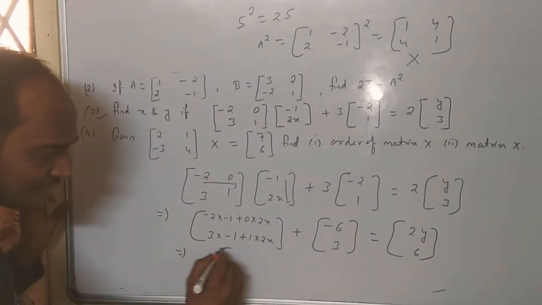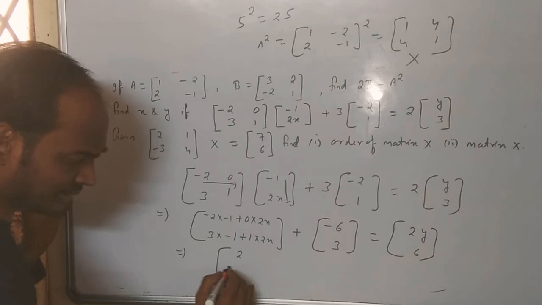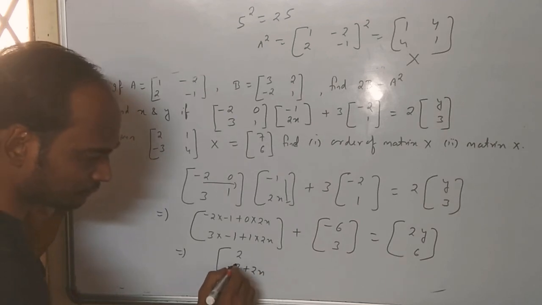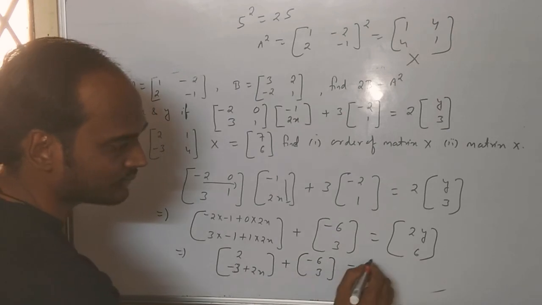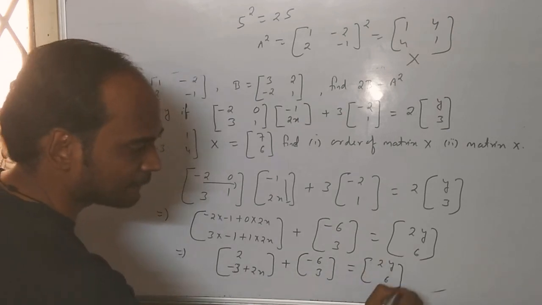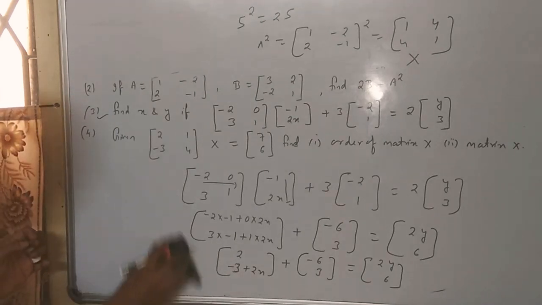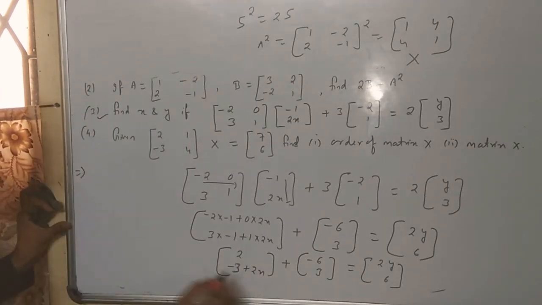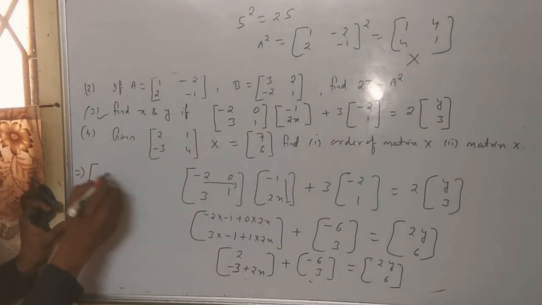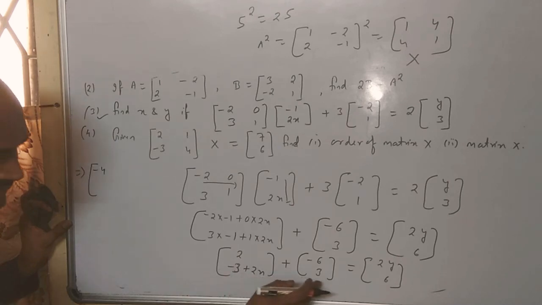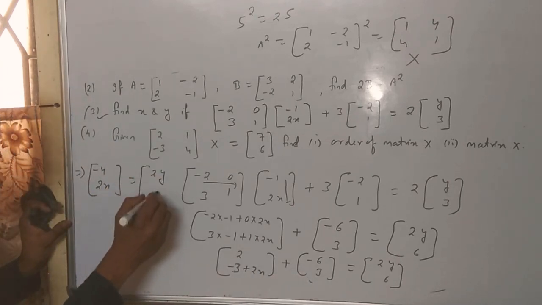Then you need to add this one: minus minus is plus, 2 and 0, -3 plus 2x, plus -6, 3. Then this is 2y and 6. Then I am writing on this side. As we are adding these two matrices, corresponding elements will be added. So 2 minus 6 is -4. This is -3 plus 3, which is 0. So 2x, and here it is 2y and it is 6.